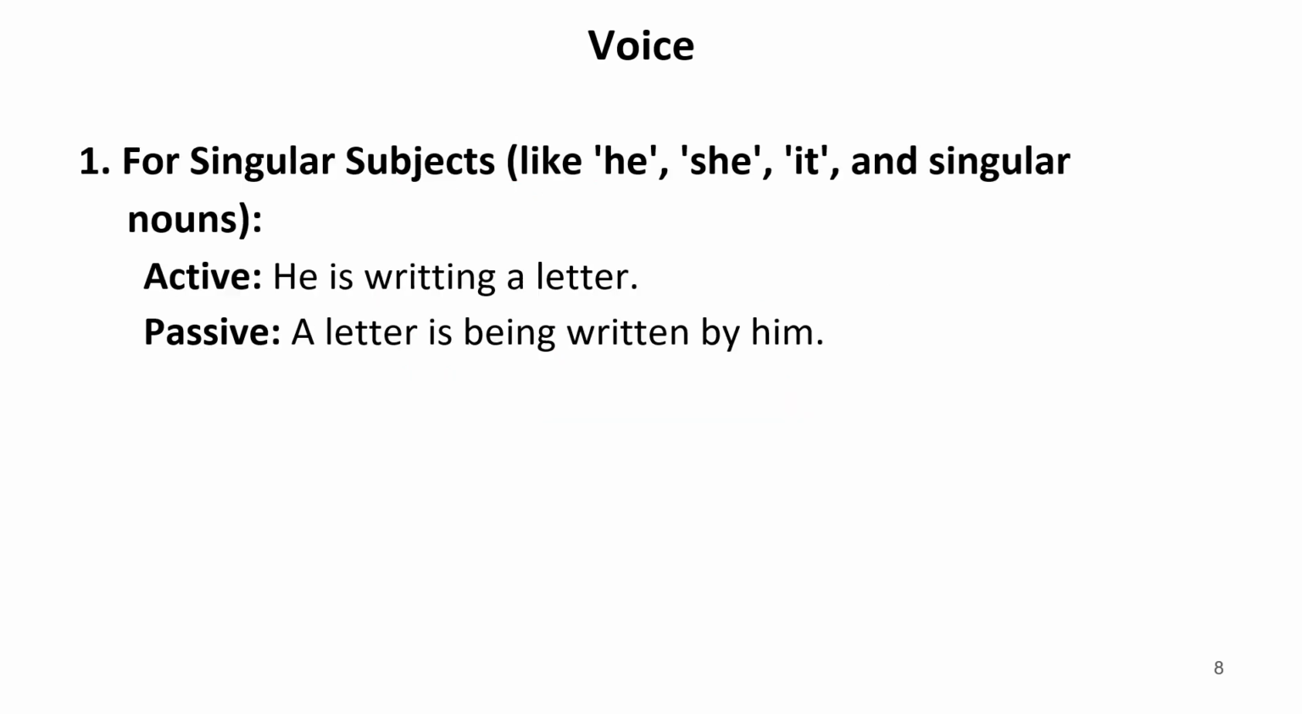Now let us see an example. He is writing a letter. So with singular subjects like he, she, and it, he is writing a letter. So he is a singular subject, is over there. Now a letter, the object, goes on the subject place. Then because the sentence is present continuous tense, here we have is, because a letter is there. Then being for the continuous, then written for the passive voice, by him. So the passive voice of this continuous tense will be, a letter is being written by him.